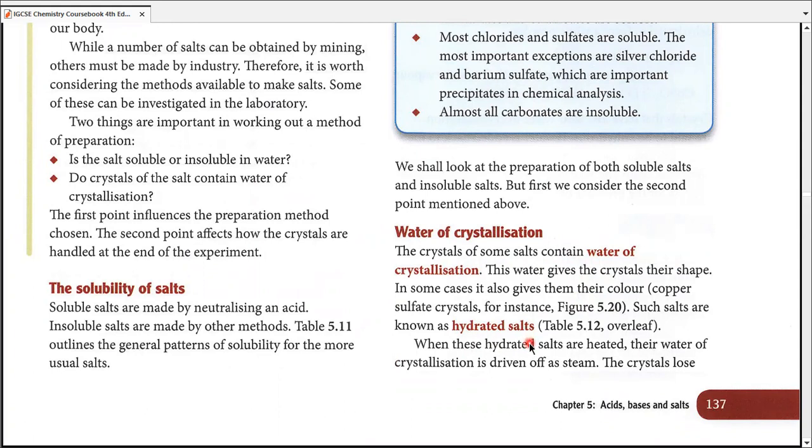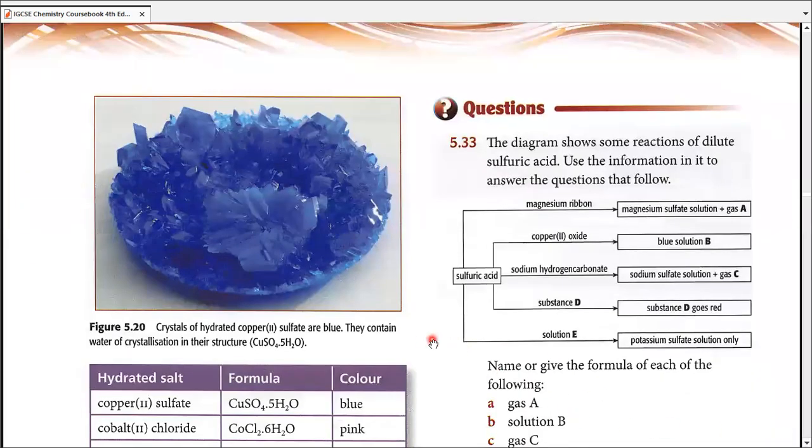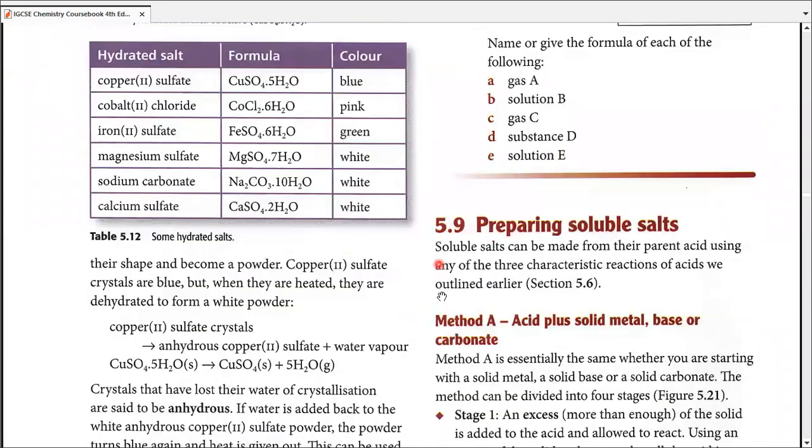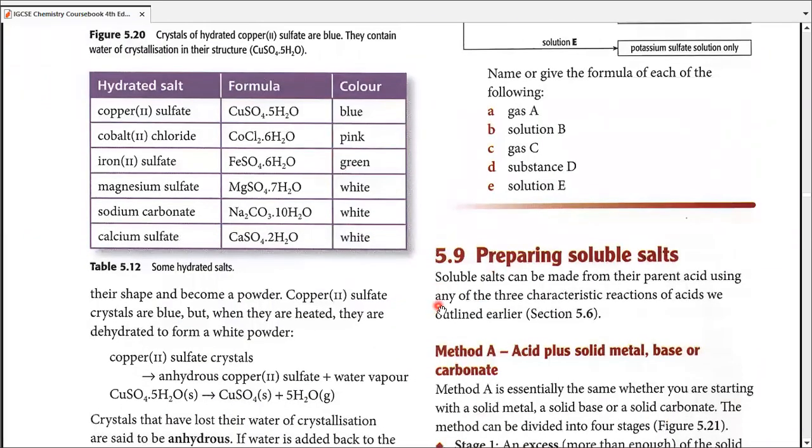And if that happens, what happens when we heat them is that they lose their water of crystallization, which is driven off as steam. As soon as the structure loses it, it also loses its color. It becomes a powder, it loses its shape, and sometimes, most of the time, they are going to dehydrate to form a white powder. Sometimes they can also be converted into a different color. There is a list of a few salts that are part of the IGCSE Table 5.12.